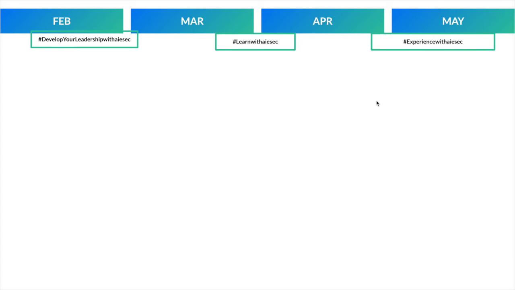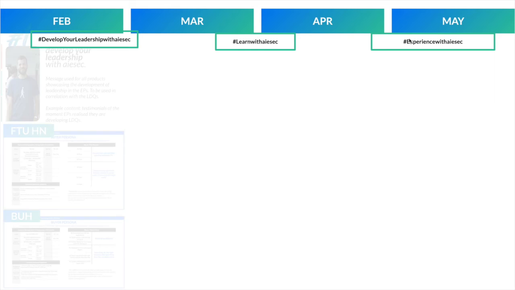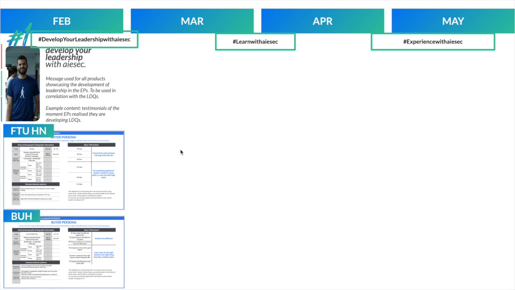So now coming to the timeline, right? How does it run? For example, this is my timeline for attraction. I want to start my attraction here in the second week, and the first campaign message I want to use is develop your leadership with AIESEC. And then the next ones are learn with AIESEC and experience with AIESEC. So how did I decide? Because for these two personas, these are the people with better profiles, and they can have more options. So that's why I chose these two personas, and they are career focused.